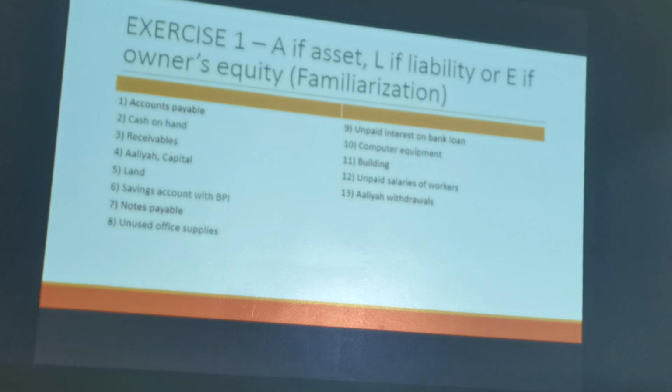Okay? Now, exercise 1. So A if asset, L if liability, or E if owner's equity item. This exercise is what? The objective is for you to be familiarized with the items, okay? And where you show it in the statement of financial position. Okay? I'll give you like 1 minute or 30 seconds to answer.